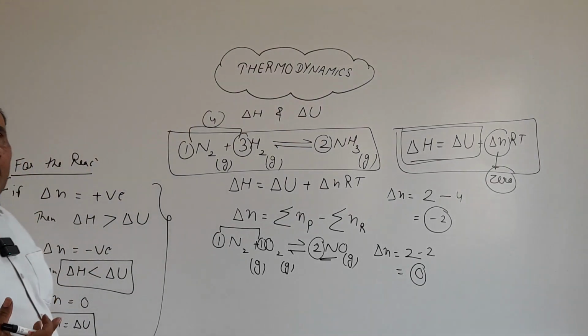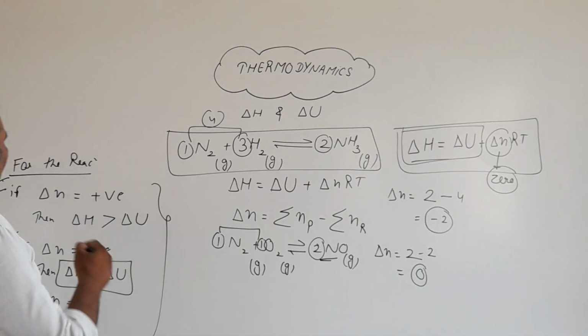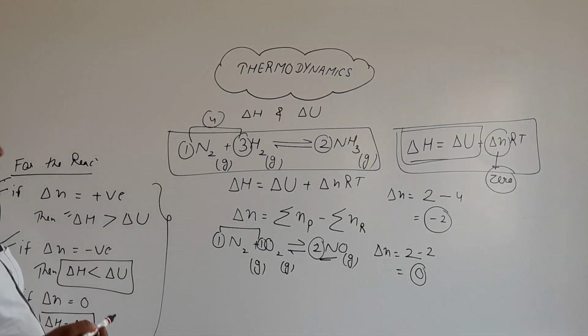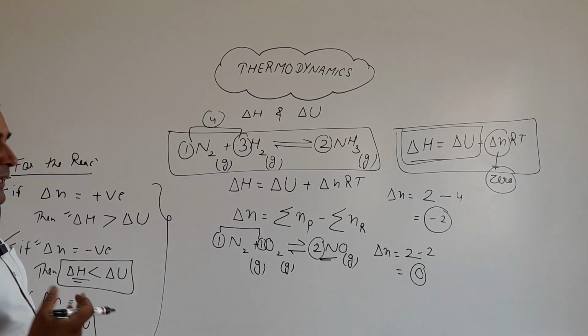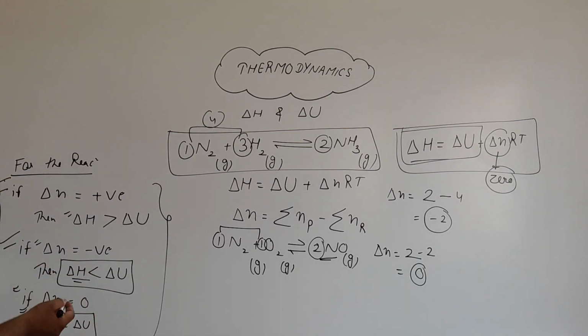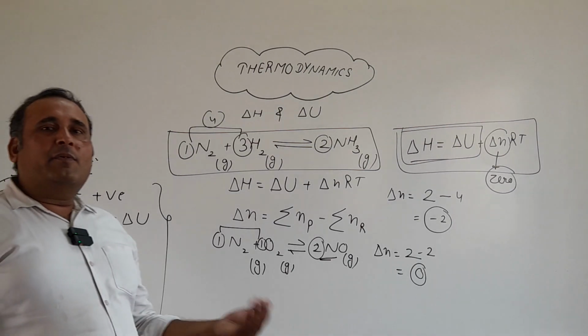If delta n of the reaction is positive, then always delta H will be greater than delta U. If delta n is negative, then delta H will be less than delta U. And if delta n is equal to 0, then delta H will be equal to delta U.